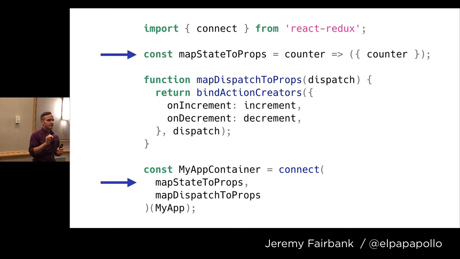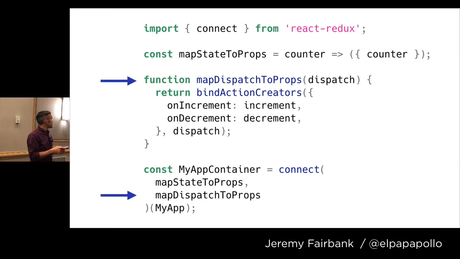So this map state to props, what that's saying is take the Redux store state and map it to props for a component. So in our counter app, we're just going to let that be a number. Our state is a number. It starts off as 0. So map state to props is just a function that takes that counter value as an argument, and then we need to return an object. We need to return an object because React props are objects. So we're just going to map the counter value to an object that has a counter property in it, and that'll be available to the React component that we had earlier.